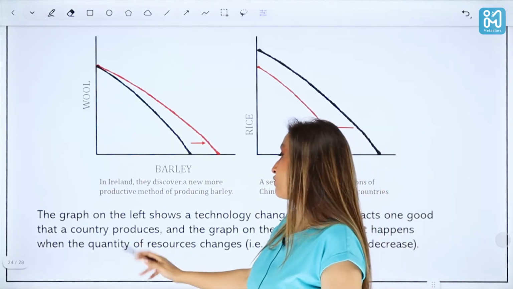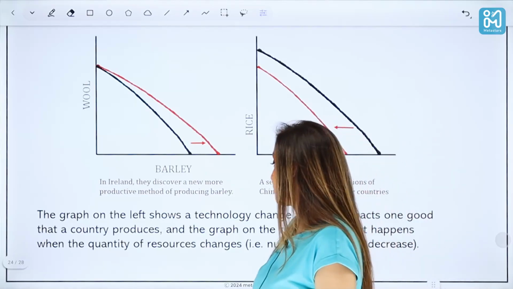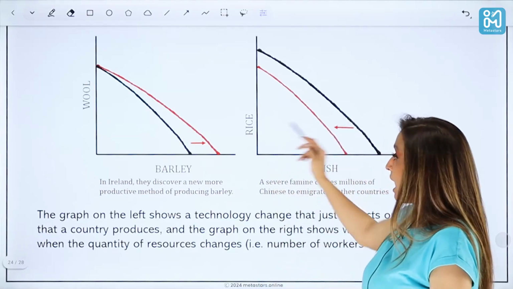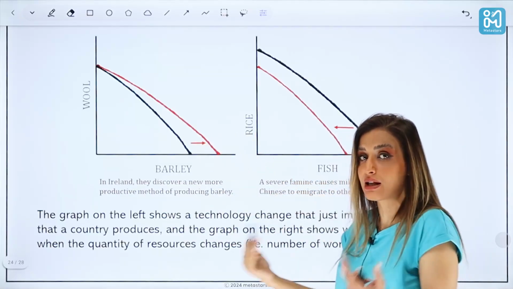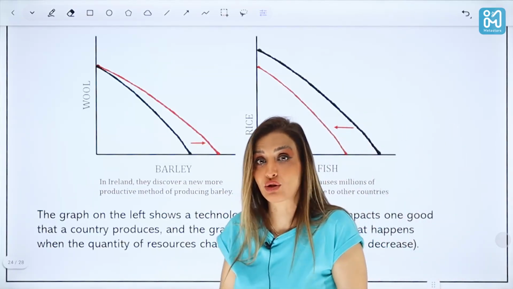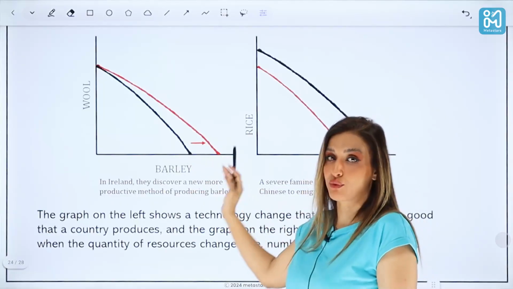This impacts one good that a country produces, and the graph shows what happens when the quantity of resources changes. So here what do we have? We have a new technology. There's a development in technology. So that's why the curve here moved from left to right.